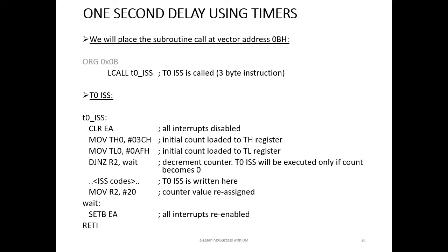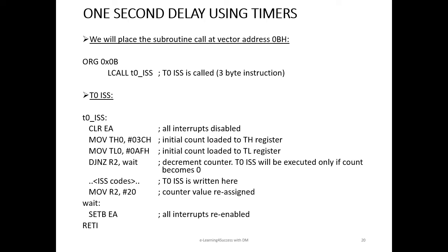Inside the interrupt service subroutine, the interrupt bits are disabled by clearing the EA bit and the initial counter values are loaded to the T0 counter registers TH0 and TL0. Next we decrement the counter register, R2. After each decrement we have to re-enable the interrupt bits and return until R2 becomes equal to 0. Since the timer is continuously running in the background, the next interrupt will happen when timer overflows again. This will be exactly after 50 milliseconds.